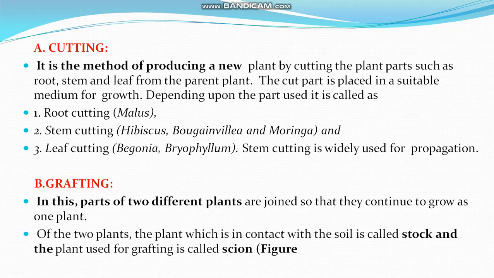Grafting. In this, parts of two different plants are joined so that they continue to grow as one plant. Of the two plants, the plant which is in contact with the soil is called the stock, and the plant which is used for grafting is called the scion.